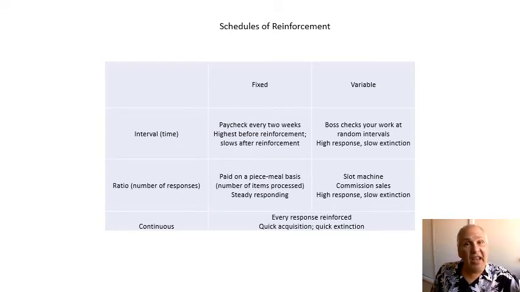And it can be interval, where it's a certain fixed amount of time, or it can be ratio, where it's a number of responses. So let's look at each of these five possibilities. Generally, at most jobs, you get a paycheck on a fixed schedule. You get the same amount every time, so that would be considered a fixed interval schedule.